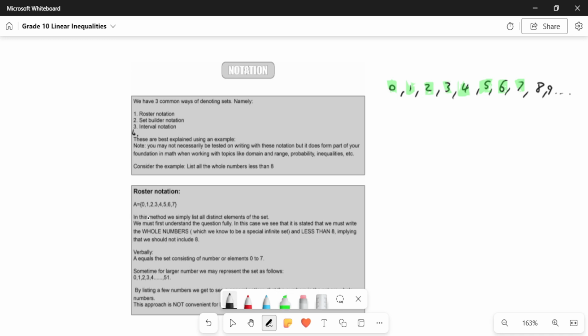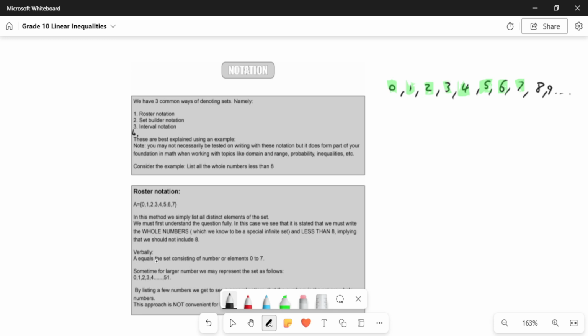So how do we represent this using these different notations is what we are going to do now. Right. In this method, we simply list all distinct elements of the set. We must first understand the question fully. In this case, we see that it is stated that we must write the whole numbers, which we know to be a special infinite set. I've already talked about that in the number systems video. It's special because we give it a name under the number systems video, and it's infinite because it has no boundaries. It goes all the way up to positive infinity, and it has to be less than 8. So it has to be whole numbers and less than 8, implying that we should not include 8. That's very important.